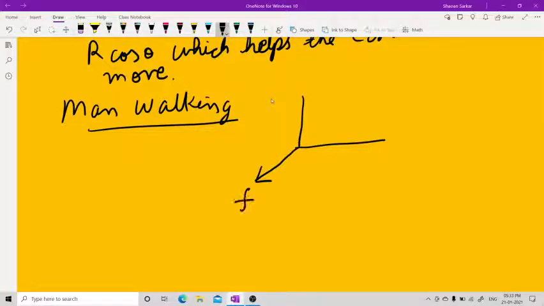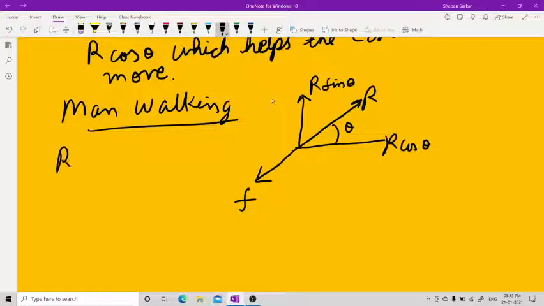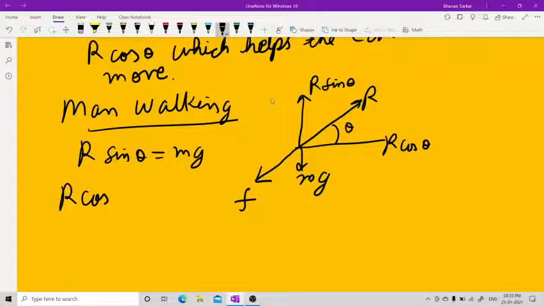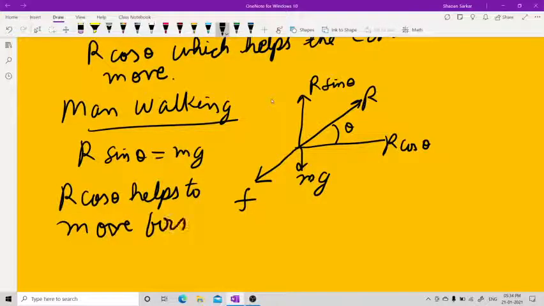Now, this is the man's friction. This is the reaction of the ground. Again, this is theta. This is R cos theta and this is your R sin theta. The R sin theta balances the weight of the man, mg. And the R cos theta helps to move forward. I am not writing the whole thing here.